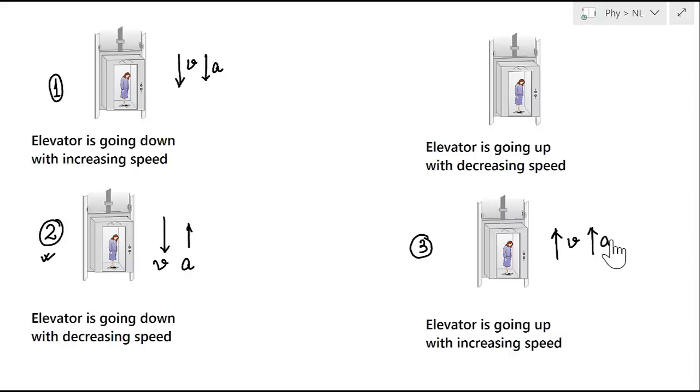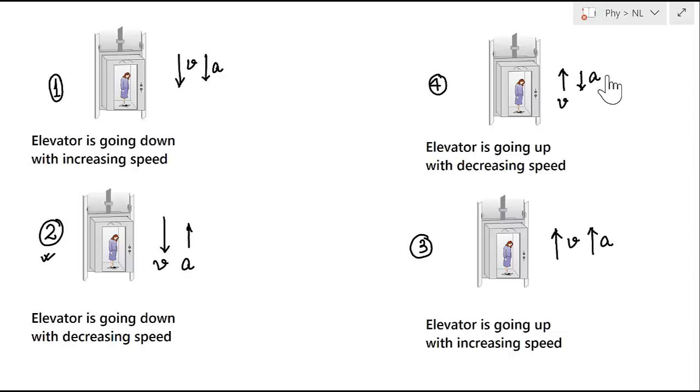Now the final situation, case 4: this has just reached the top floor. What will the velocity direction be? Again, velocity is in the upward direction because this lift is going in the upward direction. But it has to come to rest. This means it has to decrease its speed, so it has to have a deceleration. So velocity is in the upward direction, but the acceleration in this case will be in the downward direction.